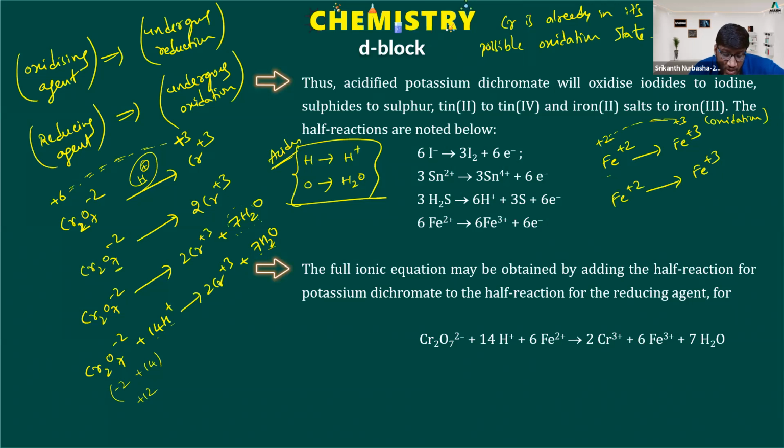What about the other side? 2 Cr3+. 2 into +3, that is +6. So one side I have +12, other side I have +6. What am I going to do now? I have to add electrons. How many electrons and on which side? To balance a charge, add the required number of electrons.